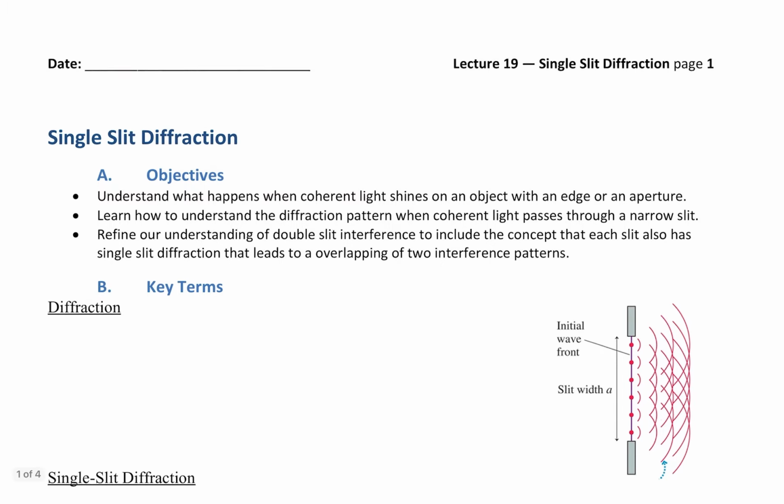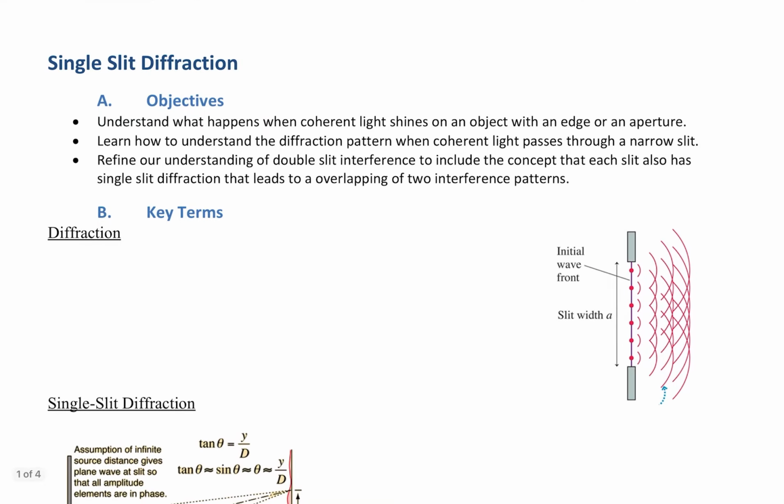So let's take a look at our objectives. We want to understand what happens when coherent light shines on an object with an edge or an aperture. Okay, and then that's the whole idea. The light's going to diffract. Okay, we want to learn how to understand the diffraction pattern. I'll obviously define what diffraction is and the diffraction pattern when coherent light passes through a narrow slit. That's the main focus, especially in the examples, the actual quantitative solving here.